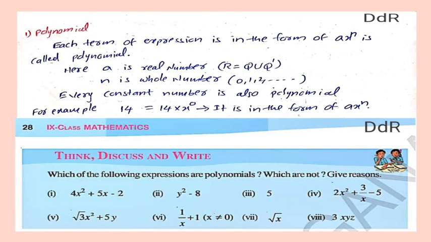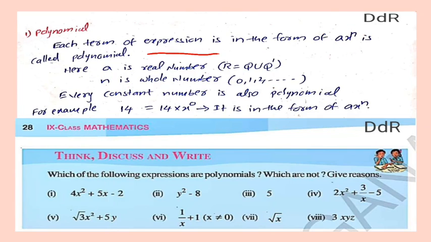First definition: polynomial. Each term of an expression in the form of ax to the power of n is called a polynomial. Okay, so each term of an algebraic expression is in the form of ax to the power of n, then it is called a polynomial. But what is the value? A means real number. Real number means rational and irrational numbers combination, and n is a whole number. Whole numbers start from 0. Okay, 0, 1, 2, and so on, these are the whole numbers.